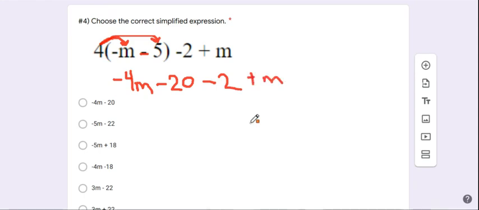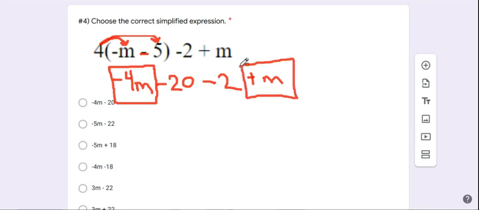From this point, after I eliminate the parentheses, next I'm going to look for like terms, combine like terms. And so I see here a negative 4m. I'm going to put it in a box, and I see a positive m. I'm going to put it in a box. These are like terms. Why are they like terms? Well, they have the same variable, same letter, m, and they have the same exponent.